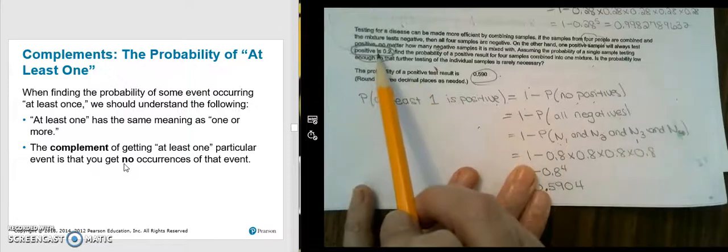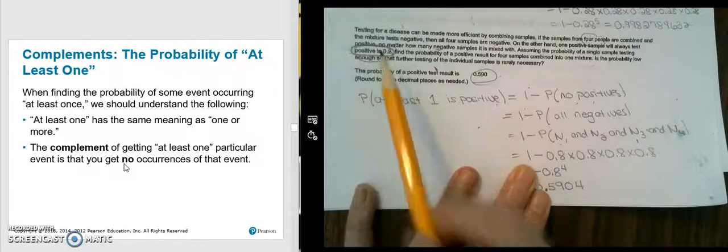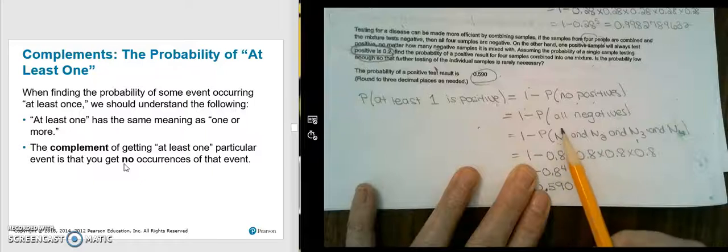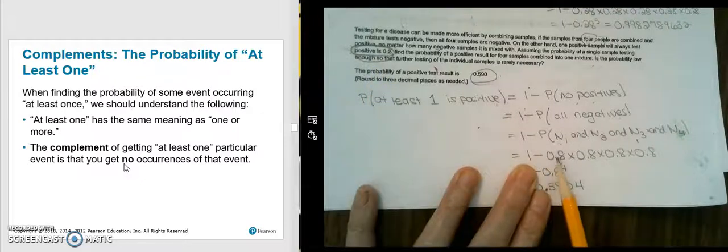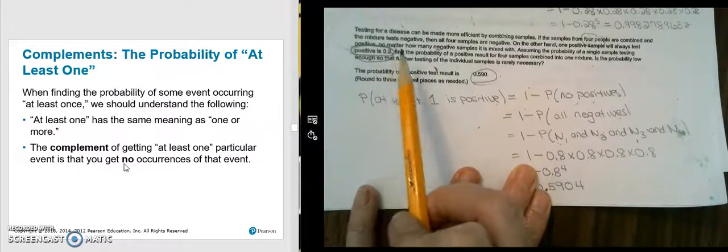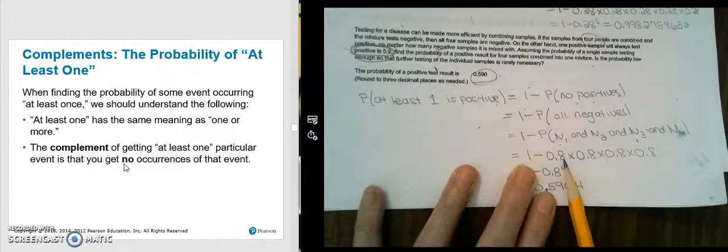Up here, it says the probability that an individual tests positive is 0.2. So if that's true, the probability that an individual tests negative is 0.8. If the probability of positive for an individual is 0.2, the complement would be the probability that they test negative, which is 0.8. So again, I took 1 minus 0.2 to get this 0.8.